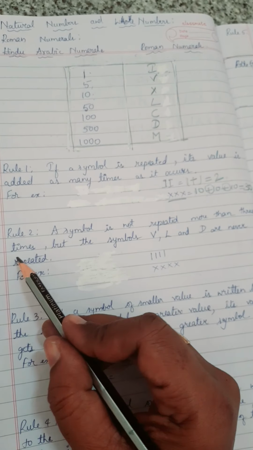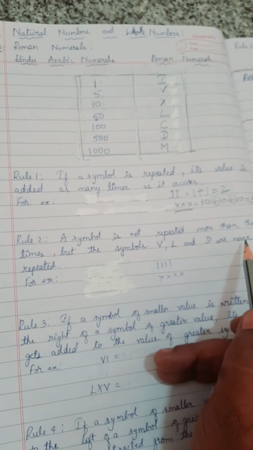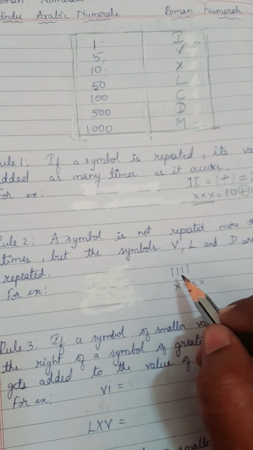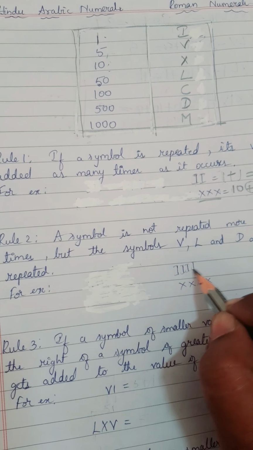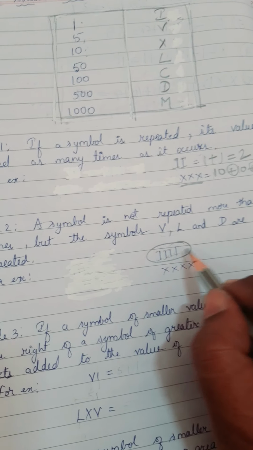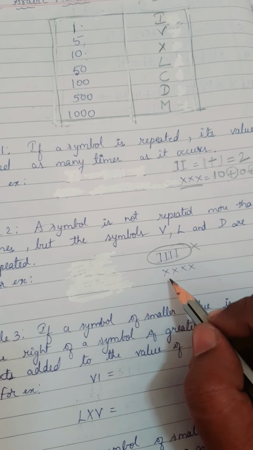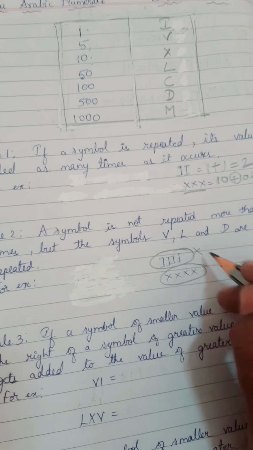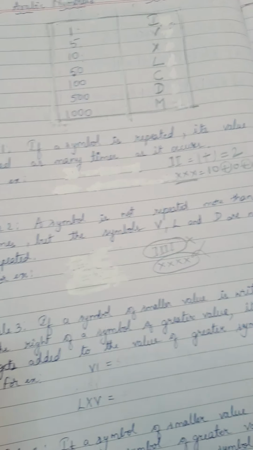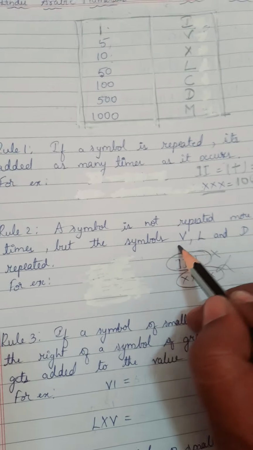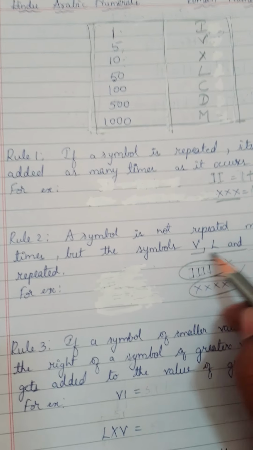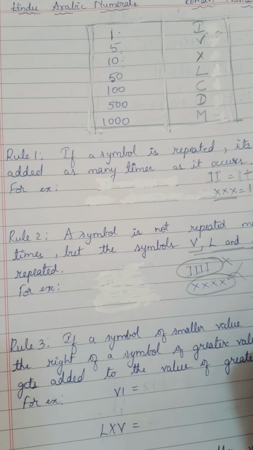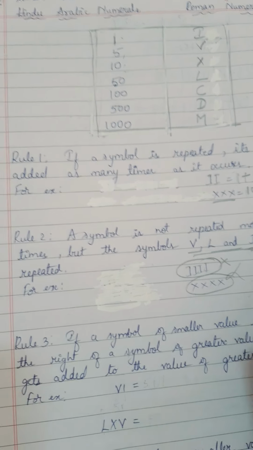Rule number 2. A symbol is not repeated more than 3 times, but the symbols V, L and D are never repeated. For example, I can't be written 4 times, and in the same way X cannot be written more than 3 times. So, this is meaningless. And V, L, D have the exception. These 3 letters can be written only 1 time.